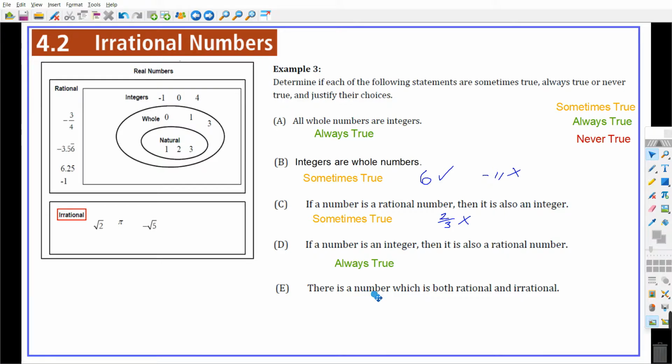There is a number which is both rational and irrational. So this is never true. The thing that I look for to see if a number is rational is, can I write it as a fraction? Or if I switch to a decimal, is it a terminating decimal or a repeating decimal? If one of those things is true, then it must be rational, but you cannot have it both ways, so it's never true.